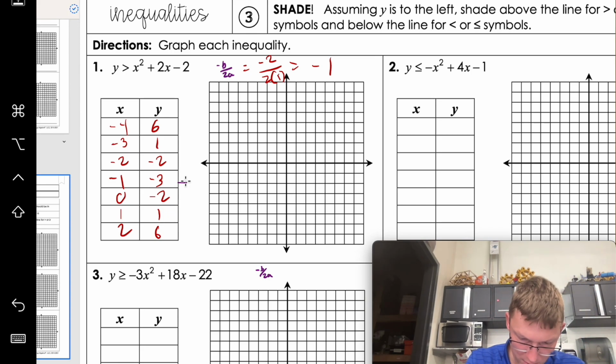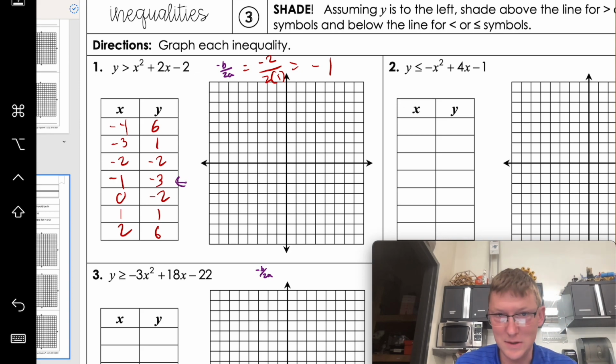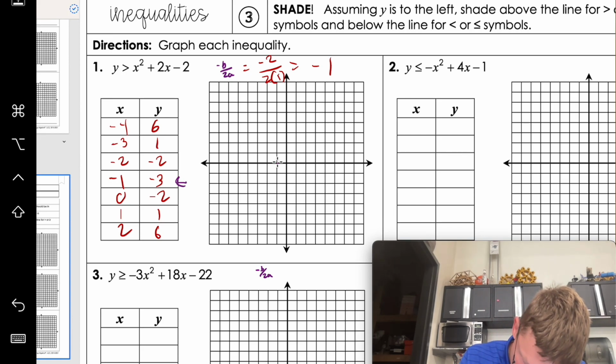Okay, so now we need to graph those points. I always like to start with my vertex because it makes sense. There's a line of symmetry there, and that is at -1, -3. So then we got 0, -2. We got 1, 1. Where am I at? 2, 6.